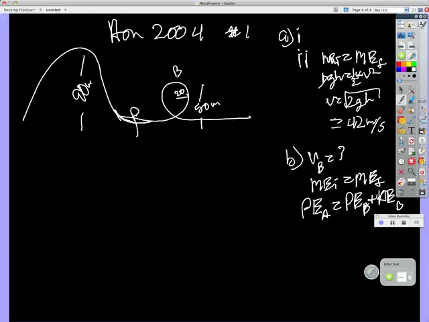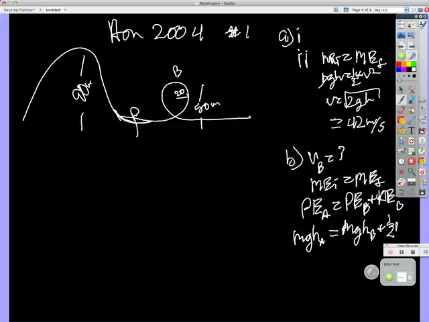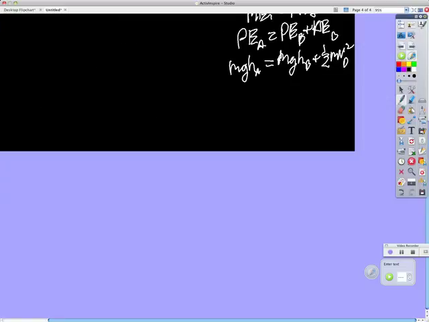So, here we have MGH at A equals MGH at B plus 1/2 MVB squared. Cancel the M's right away. And yeah, I don't know, the easiest way to do this, I think, is just VB is equal to the square root of 2G times HA minus HB.